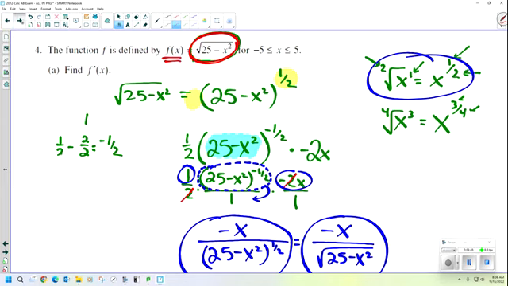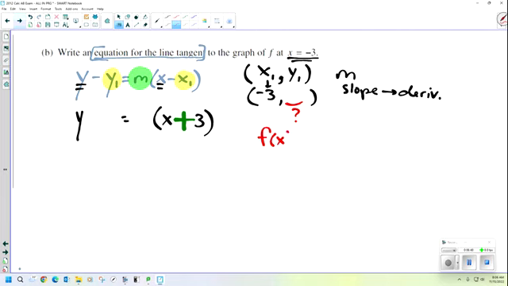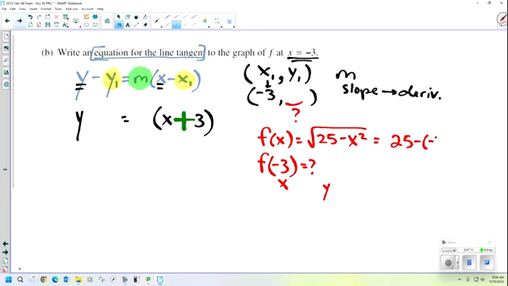So what I need to do, if f of x equals the square root of 25 minus x squared, and if x is -3, remember, this is always a coordinate. All I'm going to do is throw -3 in here. 25 minus (-3) squared. Please, for the love of the Lord, please use parentheses any time you input something. So we got 25 minus 9, that's 16. The square root of 16 is 4.